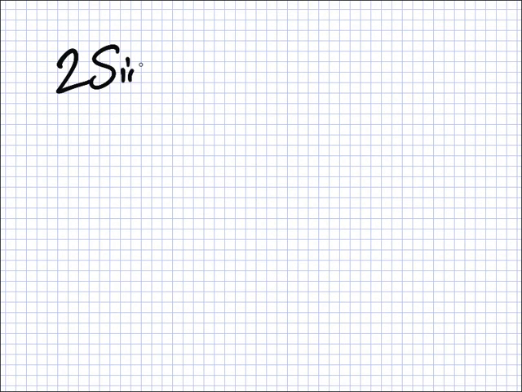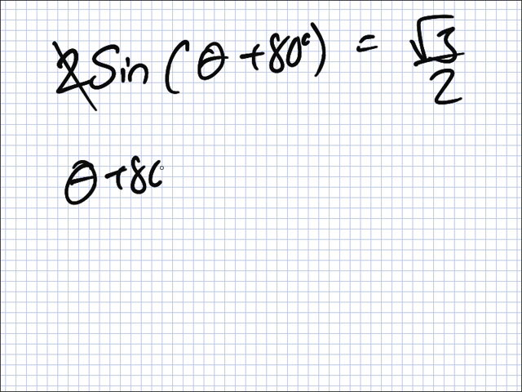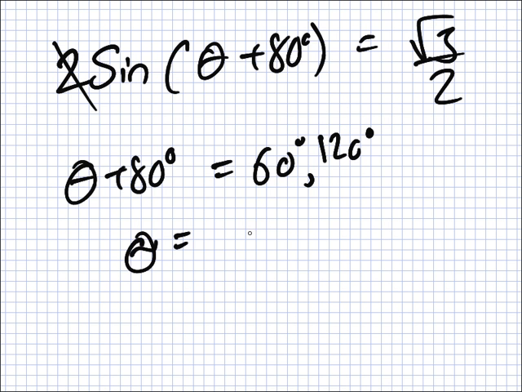2 sine theta plus 80 degrees equals root 3, isn't it? So is that 60 degrees? So that means theta plus 80. Oh, actually, it does work out to be nice answers, doesn't it? Equals 60 or 120. 180 minus 60. Yeah. Right. Minus 20 or 40.